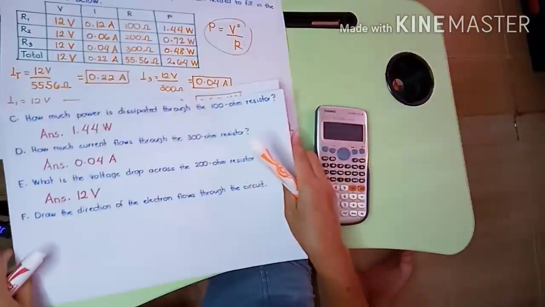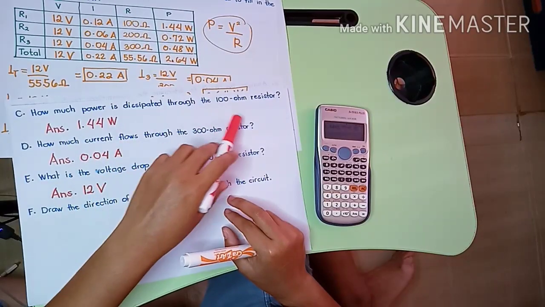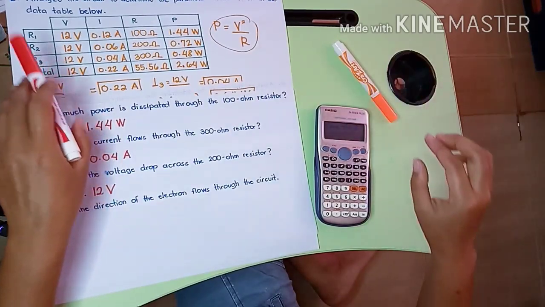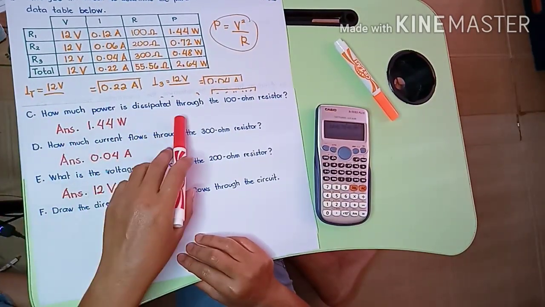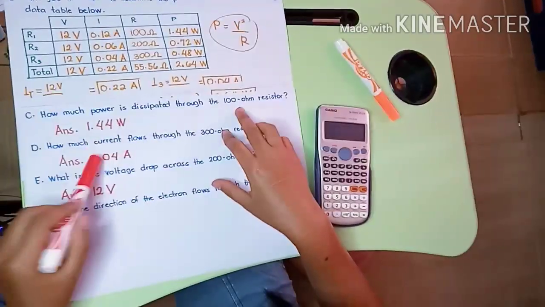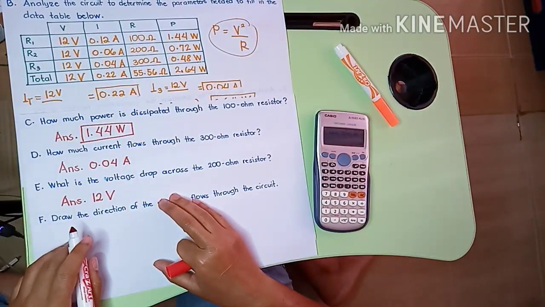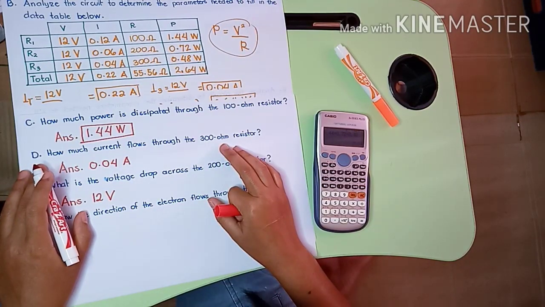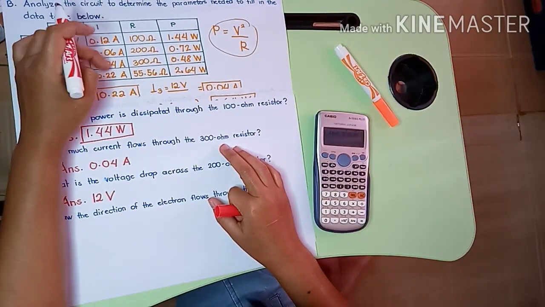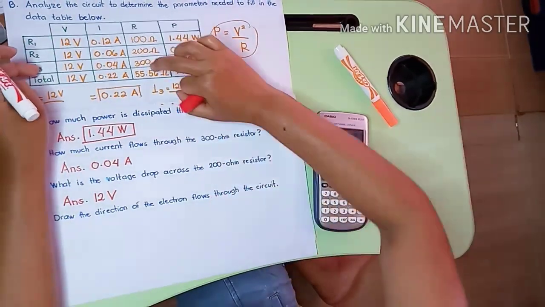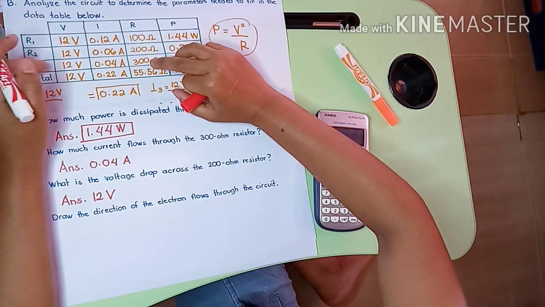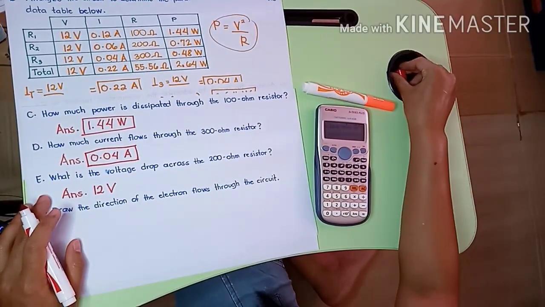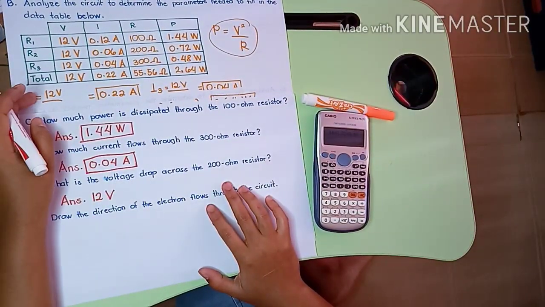we have here questions. Letter C, how much power is dissipated through the 100 ohm resistor? We will answer this based on the table. So 100 ohms, and the dissipated power is 1.44 watts. That is our answer for letter C. Letter D, how much current flows through the 300 ohm resistor? So we look at the 300 ohm resistor and the current flow. Our answer is 0.04 amps. That is the current that flows through the 300 ohm resistor.